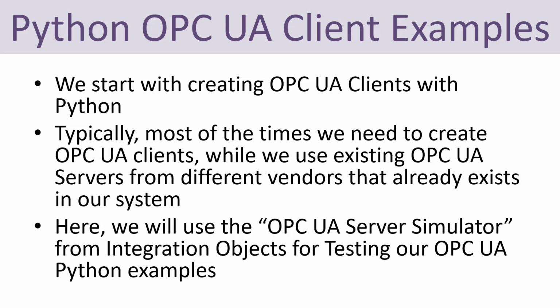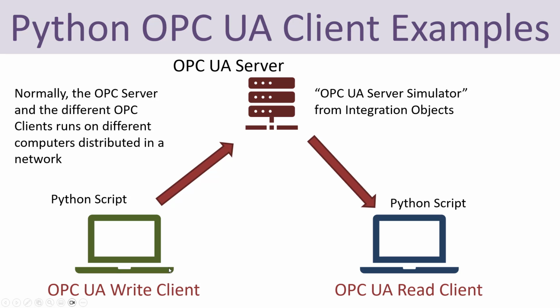So we start by creating some OPC UA clients. We will create one OPC UA client that is writing data and another that is reading data. And then we will use a demo OPC UA server in order to test our application. We will use this OPC UA Server Simulator from Integration Objects in our examples. So basically, we will create an OPC UA write client, and then we will write or send data to this OPC UA server from Integration Objects, this OPC UA Server Simulator.